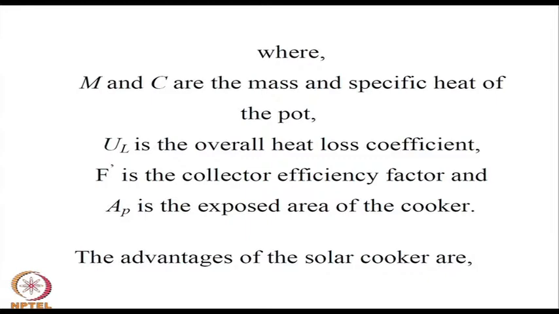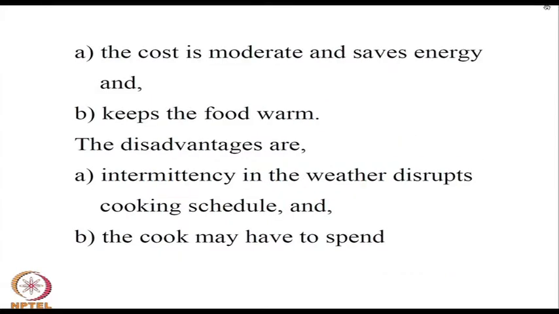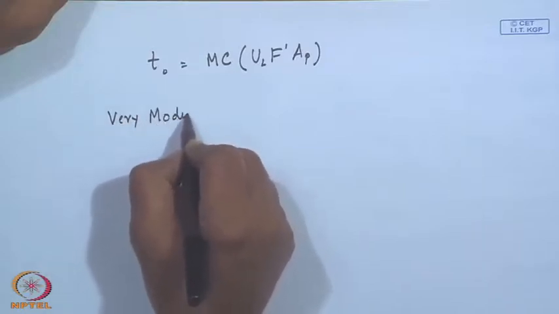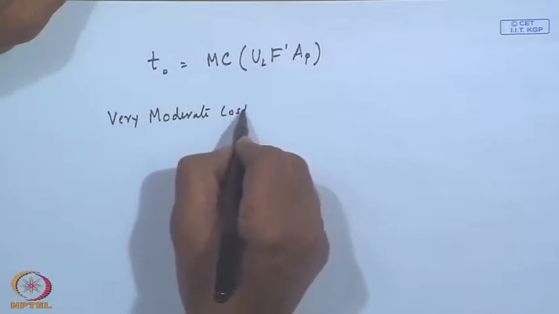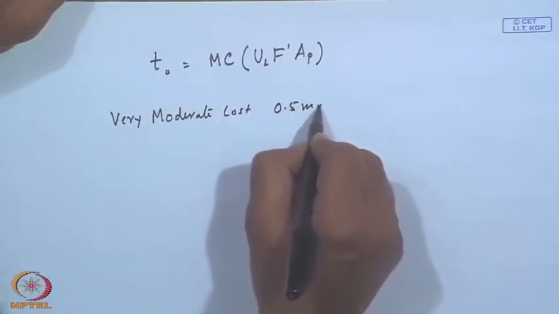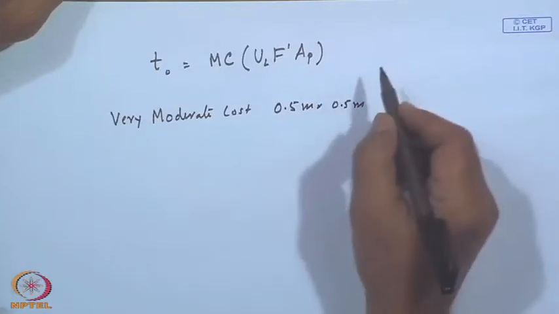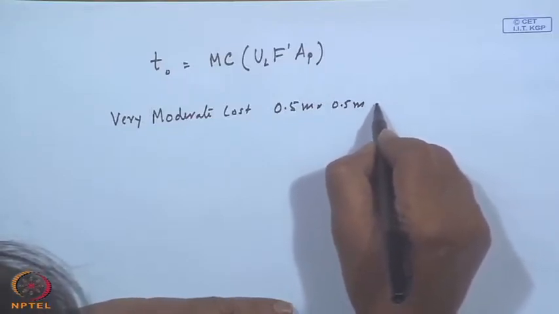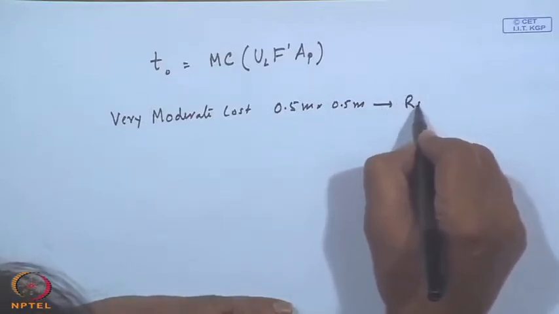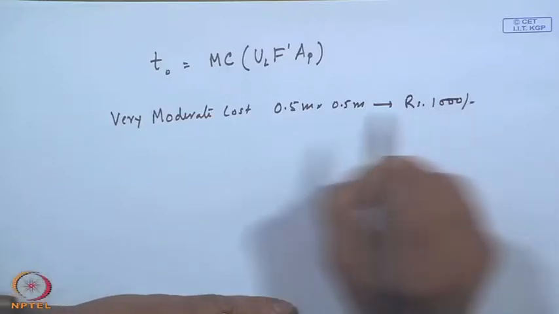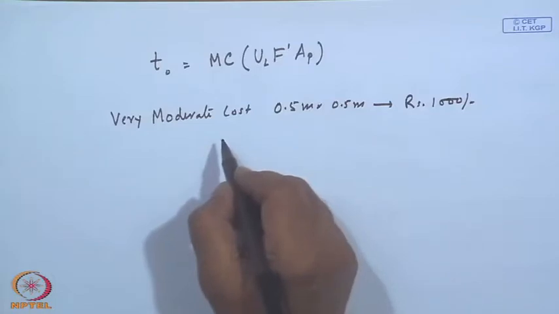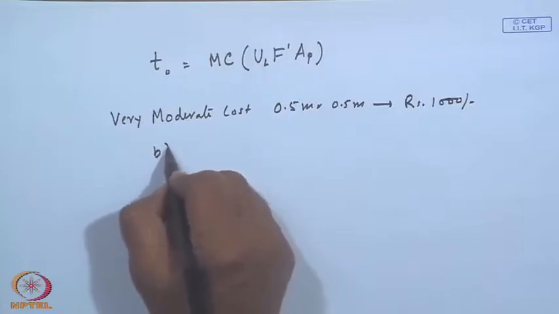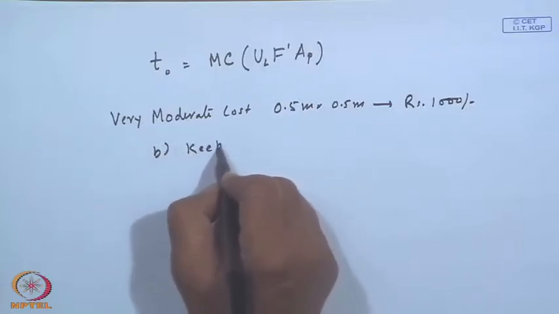So, there are advantages of this cooker. A, the cost is generally very moderate, about this 0.5 meters by 0.5 meters. There may be subsidies from the government at different places, particularly in certain states in India. This may not cost more than Rs 1000 even without subsidy, and consequently your payback period will be quite small. And B, it keeps the food warm even after it is cooked.